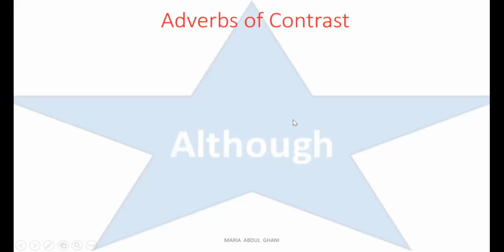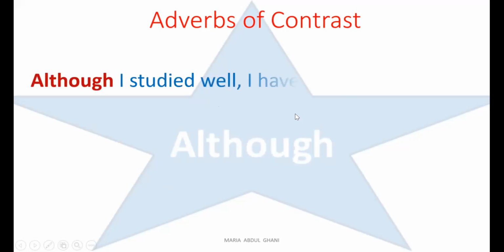Now, we have the adverbs of contrast. Although I studied well, I haven't passed the test. I told you, although has the same meaning as but, fine? But we don't use but when we use it. This is a subordinating conjunction. Yes, dependent and independent.